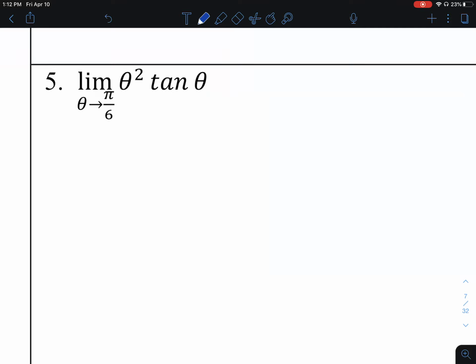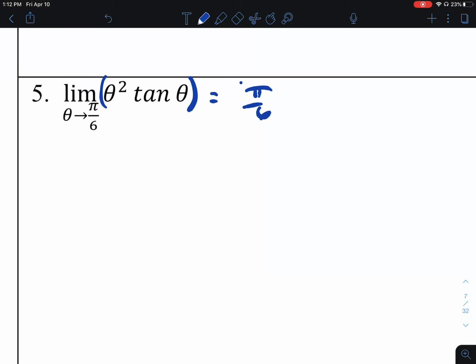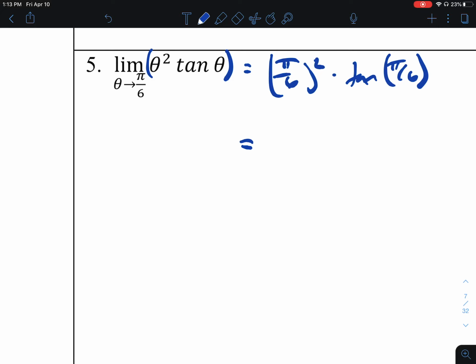Number 5, direct substitution works yet again. This really should be in parentheses. I apologize for it not being that way. It's going to give us pi over 6 squared times tangent of pi over 6. Pi over 6 squared is pi squared over 36.